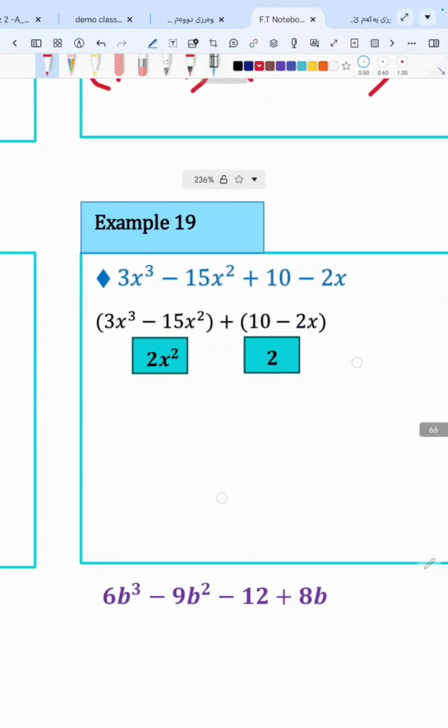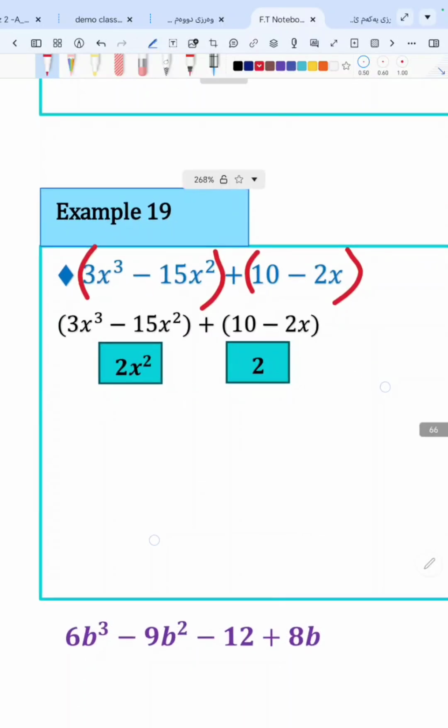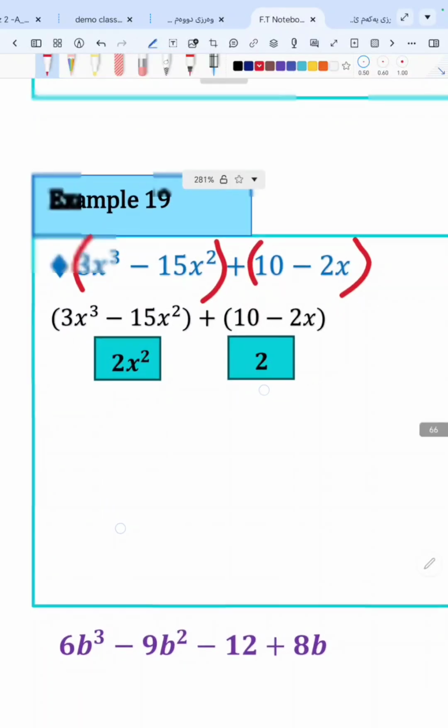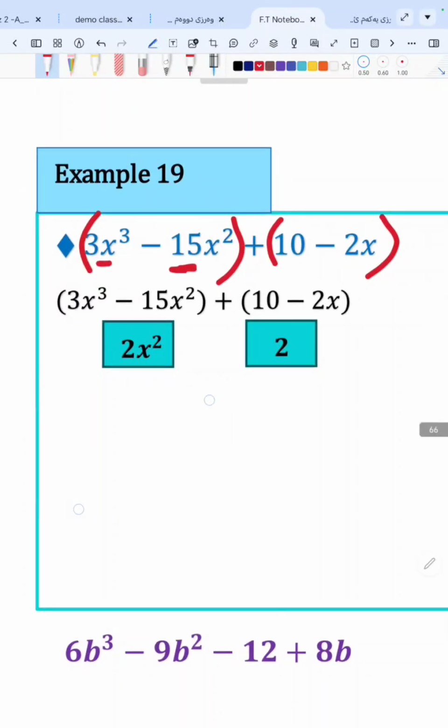Okay. In this example, I have 3x power 3 minus 15x power 2 plus 10 minus 2x. Just solve it by grouping. The first one and the second one inside one parenthesis, and the third one and the last one inside the other parenthesis. Okay? Let's solve it. Between 3 and 15, I have 3.